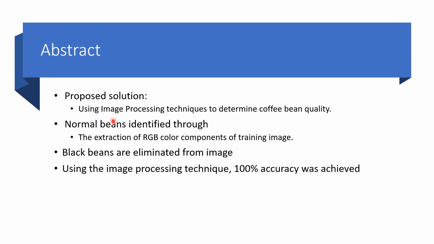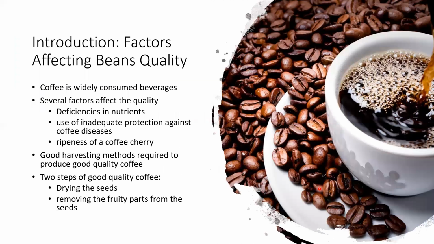And the proposed technique in this paper presents a method of controlling the coffee bean quality using image processing techniques, in which normal beans are identified through the extraction of RGB components of training images, and the RGB values are integrated in an image processing technique that eliminated the black beans in the image. And 100% accuracy was obtained in classifying and eliminating the black beans in an image using the proposed technique.